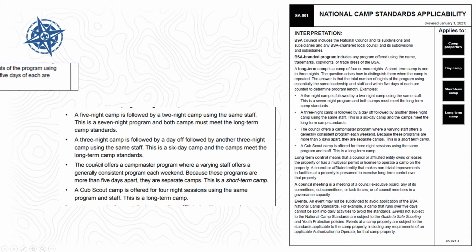Okay. A council offers a camp master program where the varying staff offers a generally consistent program each weekend. Because these programs are more than 5 days apart, they are separate camps. Okay, so that would fall under the short-term camp definition. And then the last example would be like a Cub Scout camp offered for 4-night sessions using the same program and staff. That would be a long-term camp.